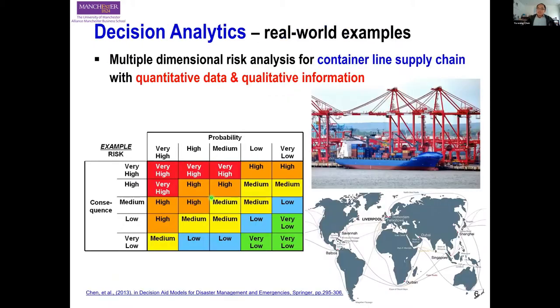So the simple decision-making problem already involves different considerations. There are even more challenges in applying decision analytics in real-world scenarios. For example, for risk analysis in a containerized supply chain, from Liverpool to Shanghai, we have to consider different types of risks. And in order to assess the risks comprehensively, both quantitative data and qualitative information need to be collected from different sources in order to produce the risk matrix.